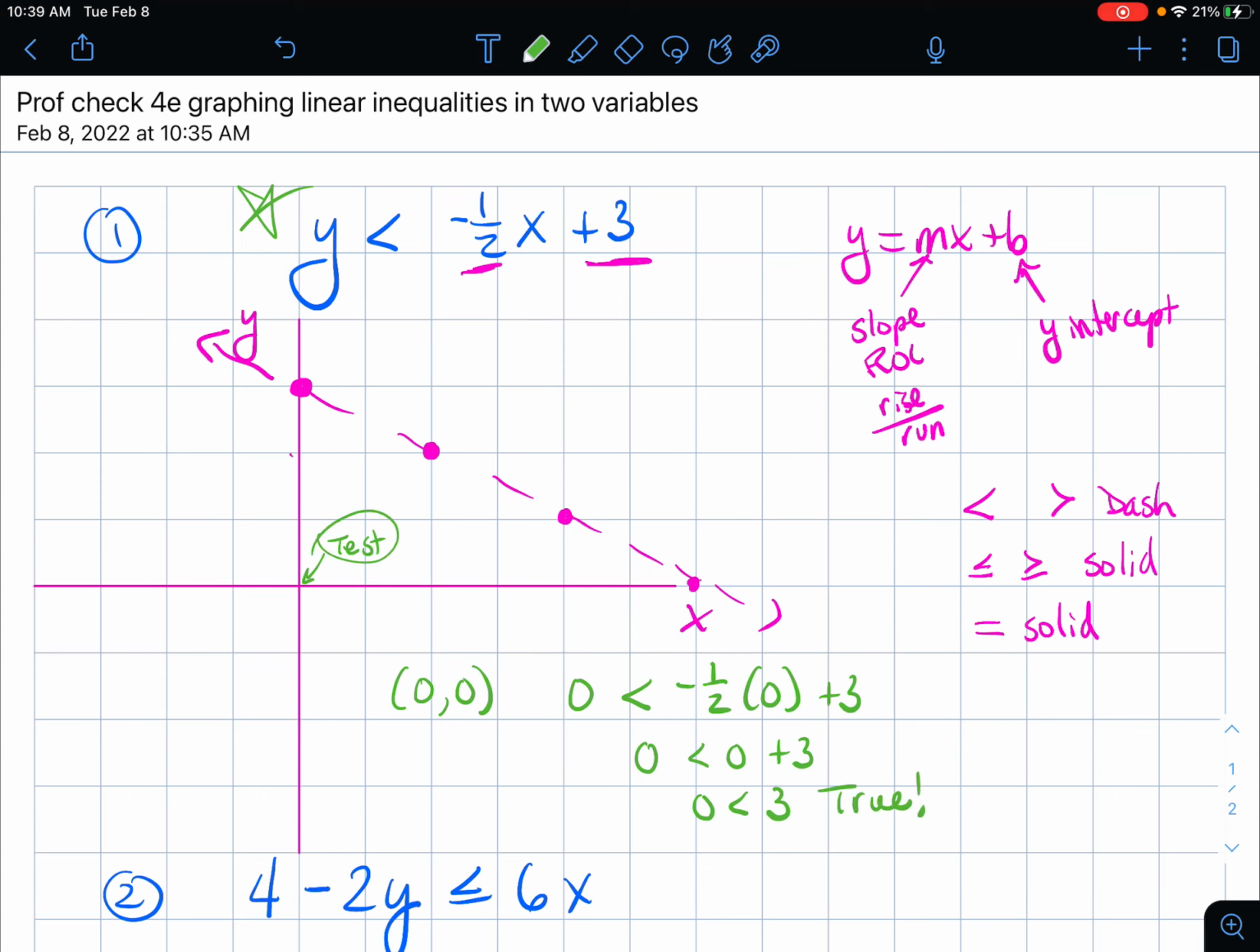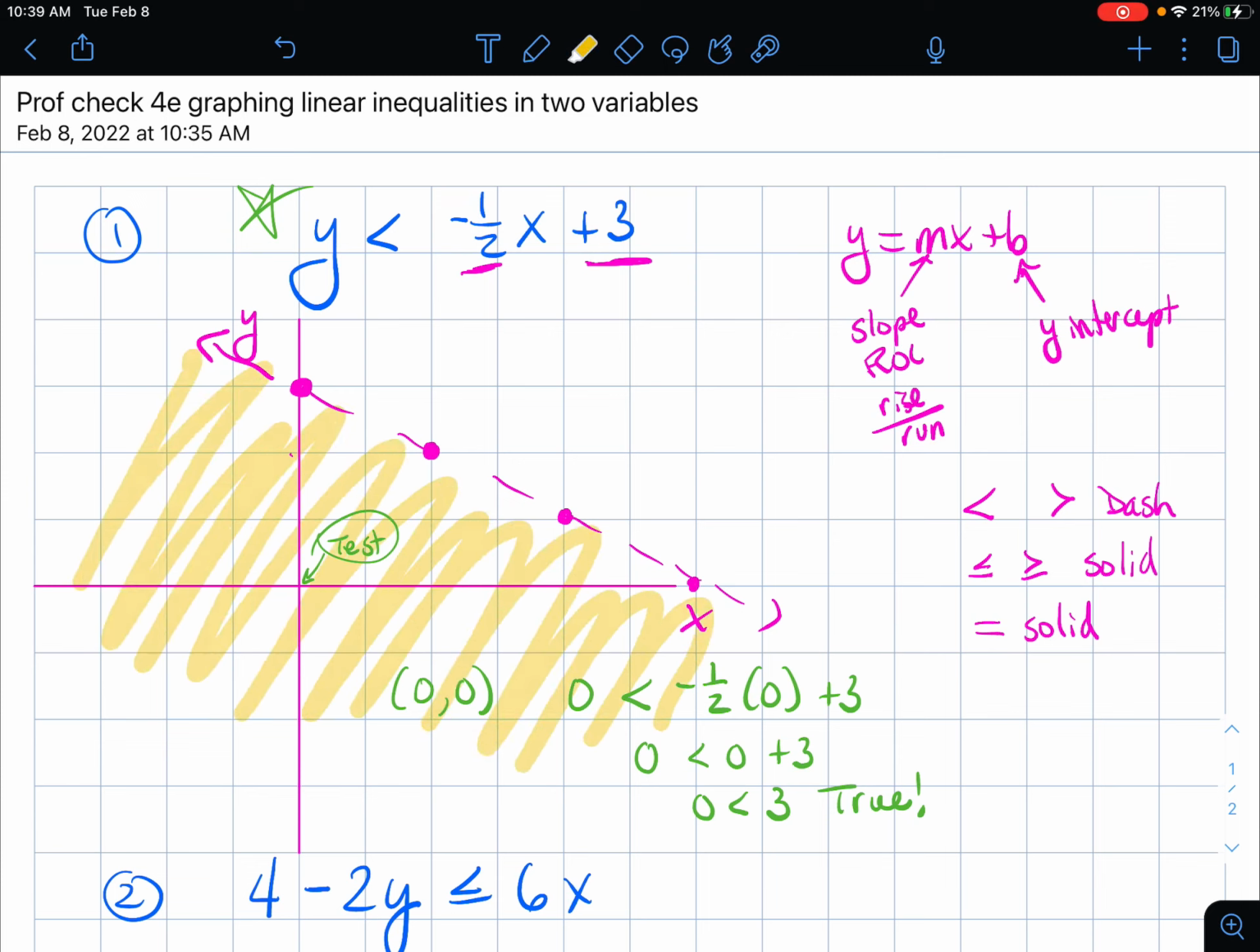That means wherever I tested the point, if it's true, that is where I'm going to shade. And this half of the plane contains all possible solutions. Nothing on the line itself because it is dashed, but everything to the left and below of that line is a solution.